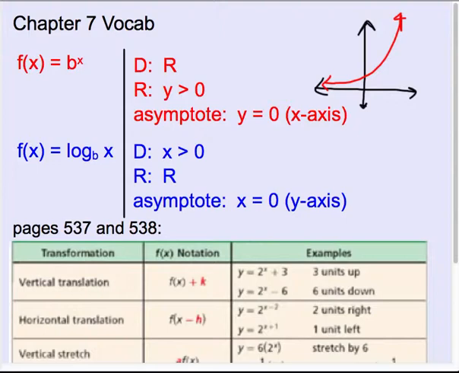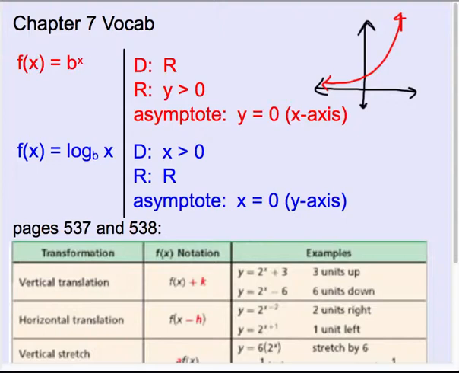The domain is all real numbers. You can take any number raised to any power. The range, however, we've got that asymptote along the x-axis. So the range is y is greater than 0. And the equation for the asymptote is y equals 0.